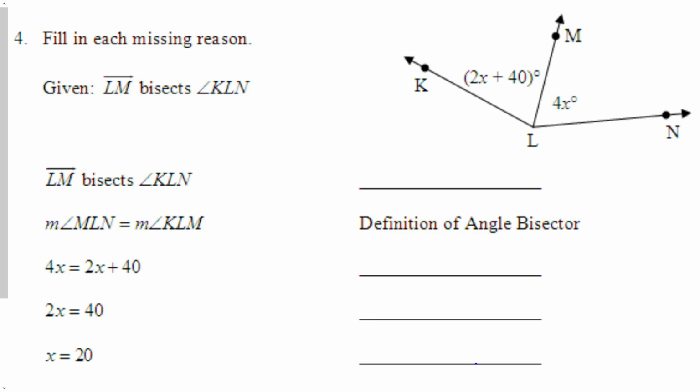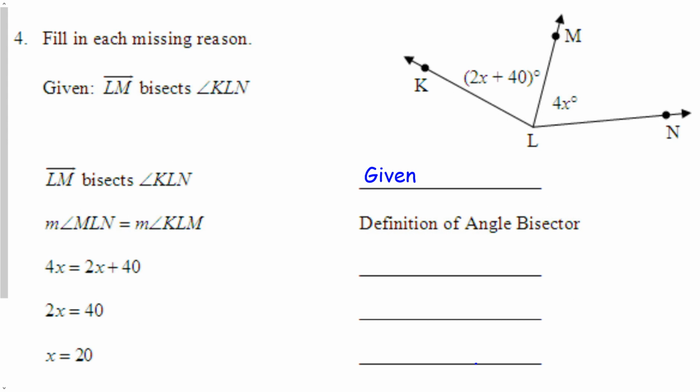So we'll start this off. Notice we have a diagram, we have some given information. Start out by what it is that you're always given. So we know that ray LM bisects angle KLN. The reason that we can say that is because that is our given information.